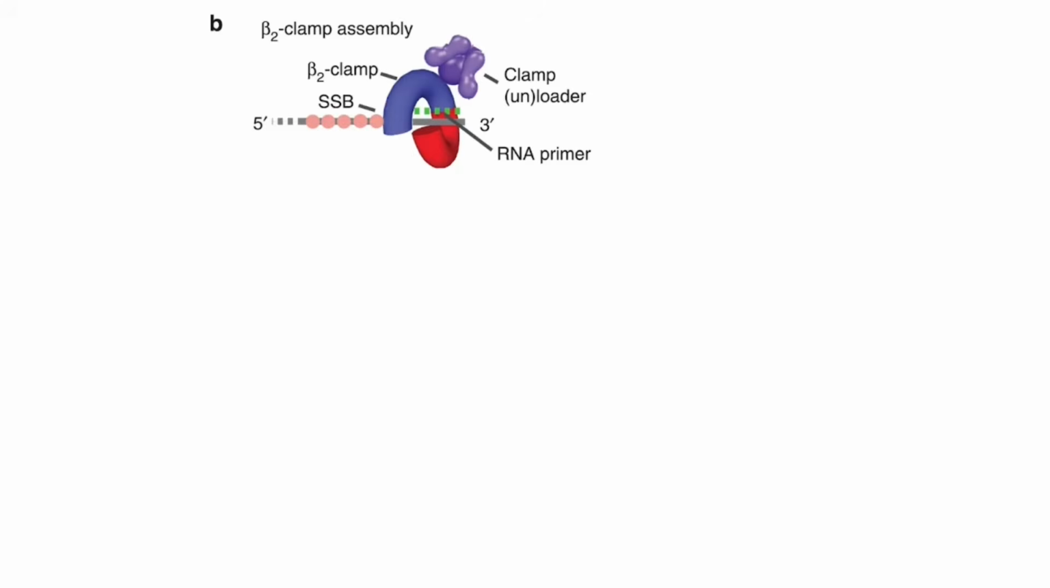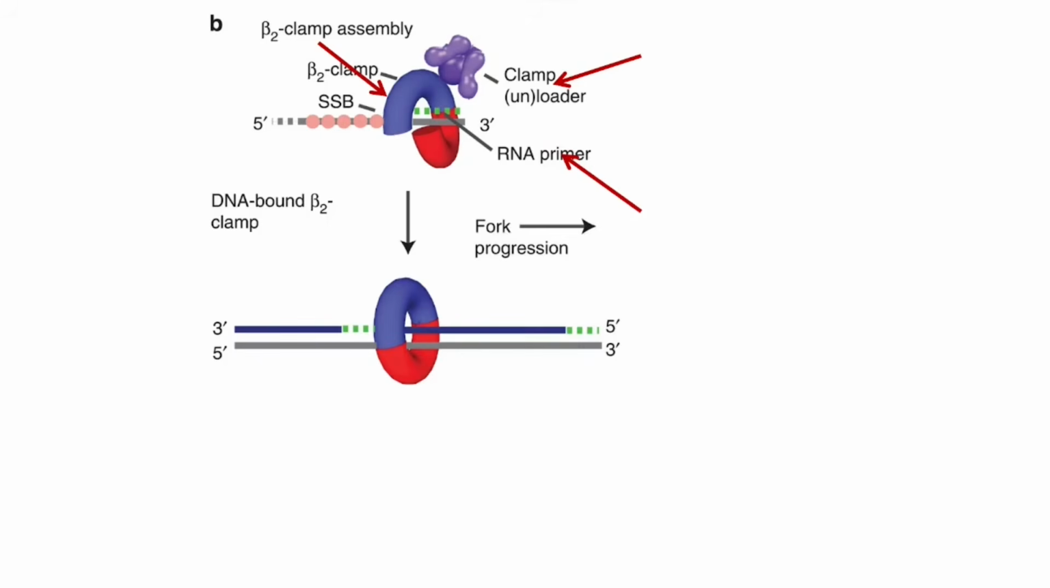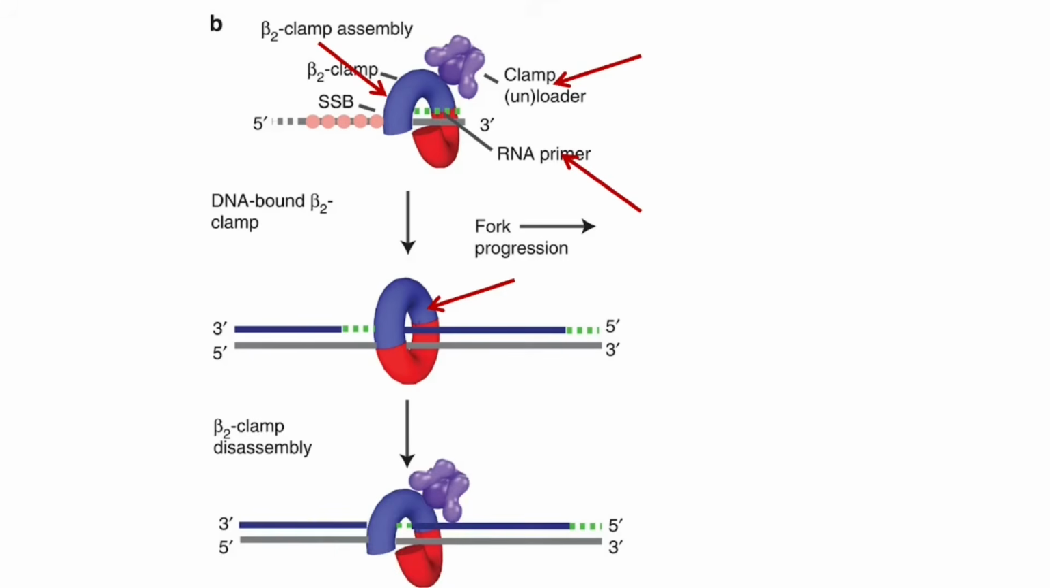If the clamp is free in the cytoplasm, the gamma complex acts as the clamp loader and loads the beta clamp onto the template primer junction. Once the clamp is loaded, the replication fork proceeds in the 5' to 3' direction, and once the Okazaki fragment replication is completed, the beta clamp is still loaded on the DNA duplex. At this point, the clamp loader acts as a clamp unloader and unloads the beta clamp, releasing it in the cytoplasm.